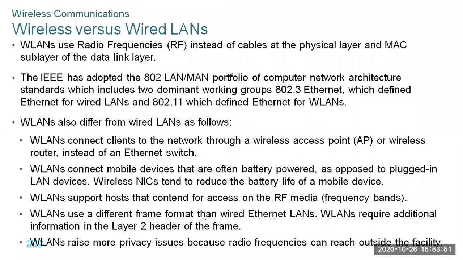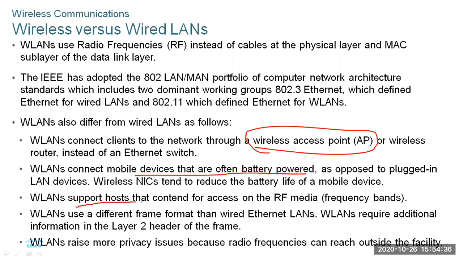Now let's look at wireless communication. Remember that when you're doing wireless, you are talking about connecting end devices without a cable, using radio waves or radio frequencies. A wireless LAN connects clients to the network through a wireless access point. It's a device that beams out wireless beacons which the clients connect to. This is one of the differences from the normal LAN cable. So the wireless LAN connects mobile devices that are often battery powered, right?